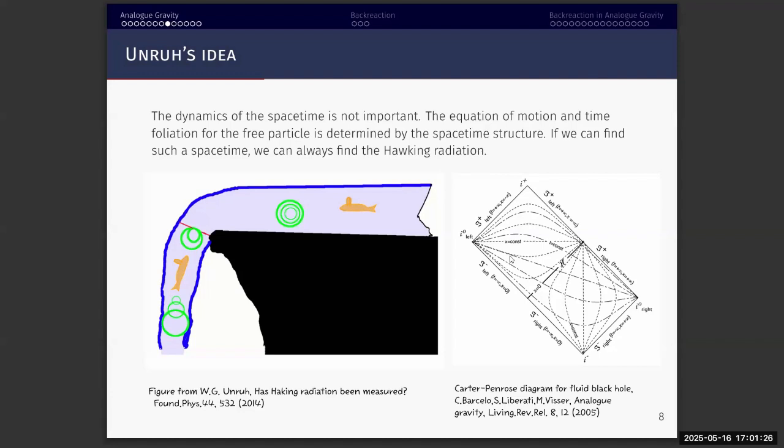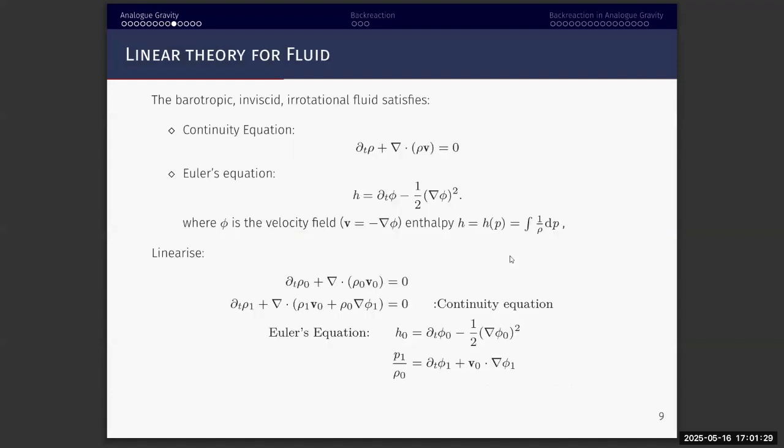Then how can we make this spacetime? It is just simply linearizing the fluid dynamics equations. This is the most classic and basic approach. We have two equations for the fluid. It is not just any fluid; we need a barotropic, inviscid, and irrotational fluid. In that case, we have two equations. One is the continuity equation, of course. The other is the Euler equation. And by linearizing each one, we can have first-order equations.